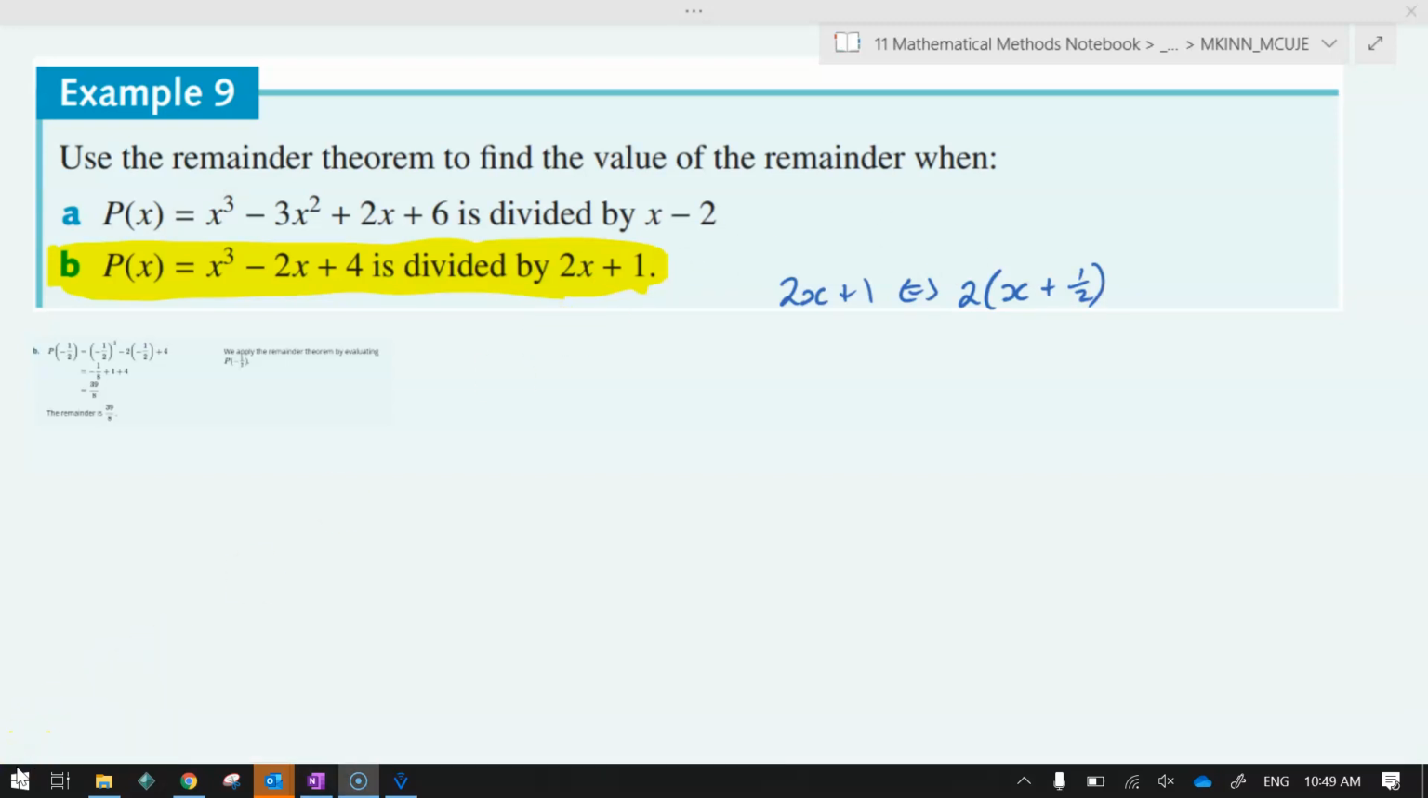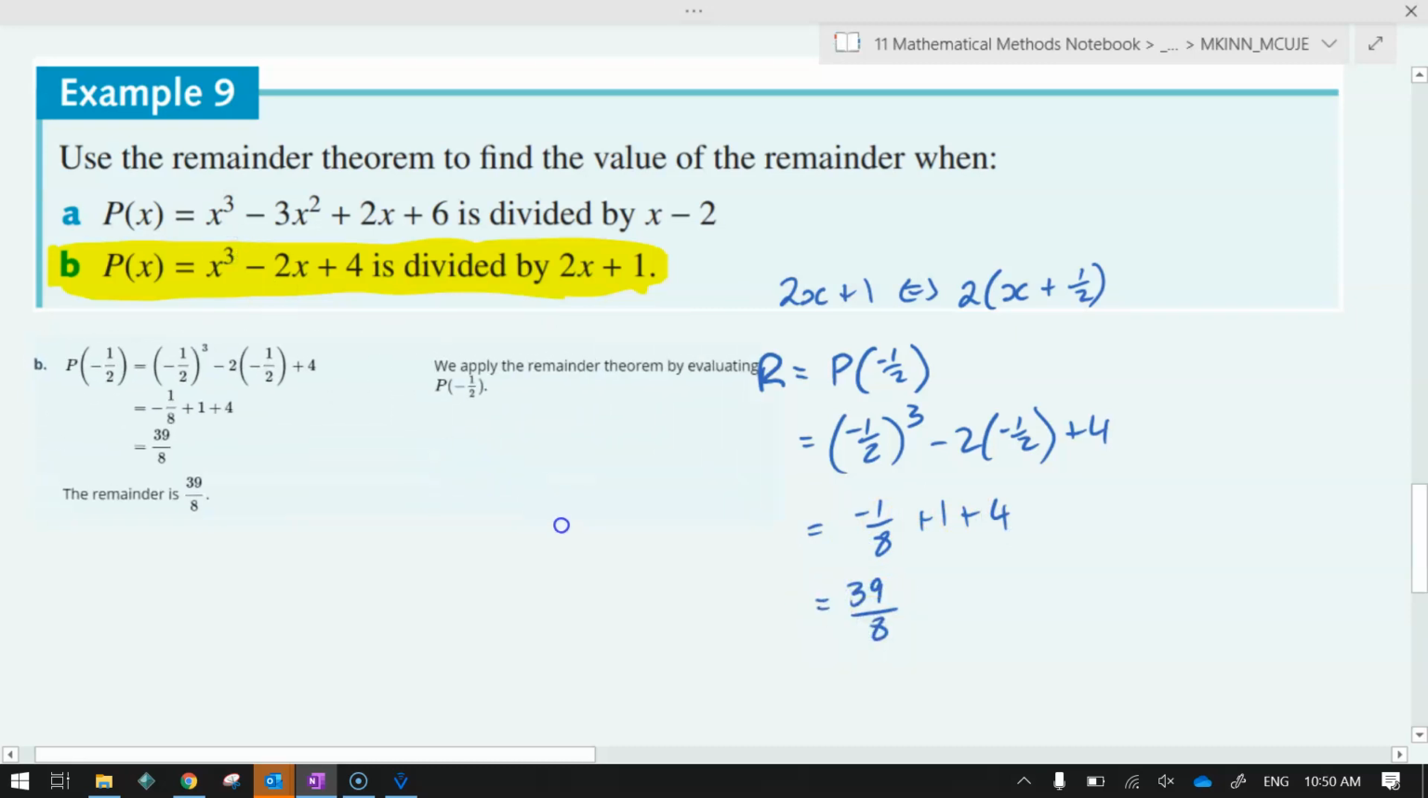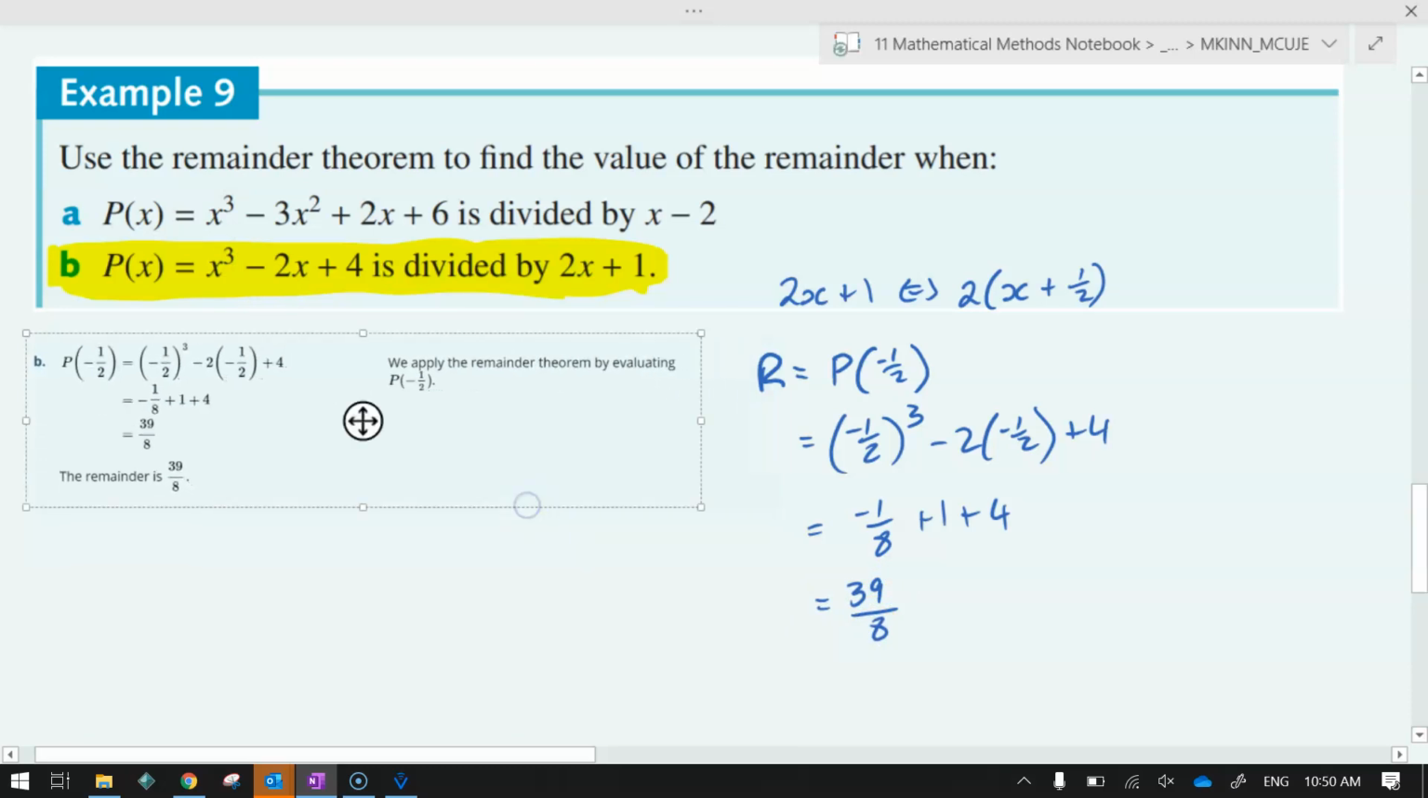All right, we've found what we had to do. So what do we have to substitute in? Negative a half. So the remainder is going to be P of negative 1/2. This time they've defined P of x for us, which is much easier. Substitute in negative 1/2. So I'm going to have negative 1/2 cubed minus 2 times negative 1/2 plus 4, negative 1/8 plus 1 plus 4, 5 minus 1/8, 39 over 8. And if we zoom in, you can see that they agree with us. Isn't that nice? Go you, go us.